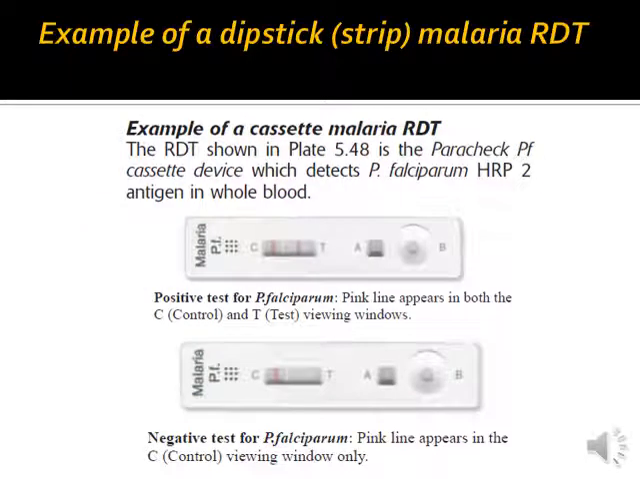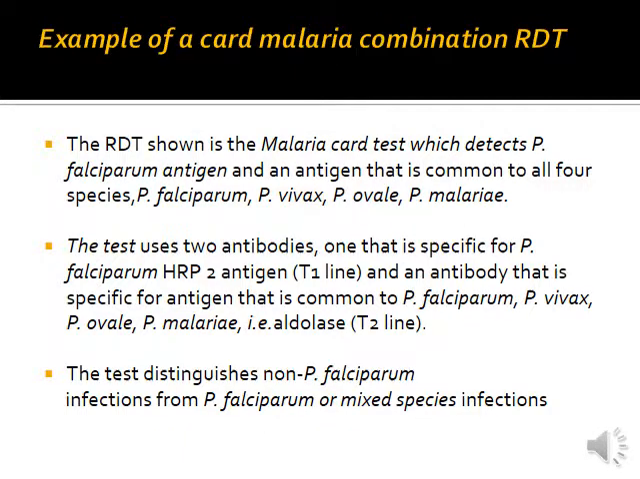For Plasmodium falciparum, while the lower one is showing a negative test for Plasmodium falciparum. Then we move on to the malaria card test, which detects Plasmodium falciparum antigen and an antigen that is common to all four species, including Plasmodium falciparum, Plasmodium vivax, Plasmodium ovale, and Plasmodium malariae.